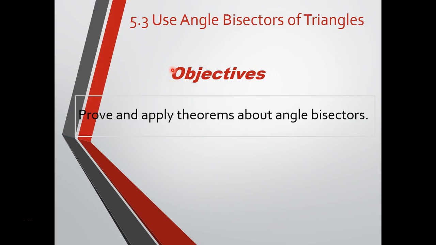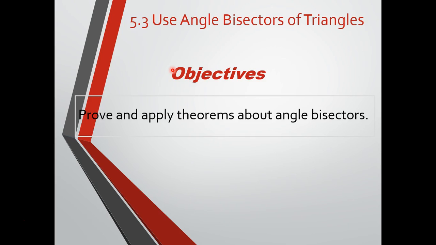All right, hey geometry class. This is going to be our lesson on 5.3, use angle bisectors of triangles. So this is going to compare back to our last lesson on perpendicular bisectors. Instead of splitting segments in half, we are going to be splitting angles in half.